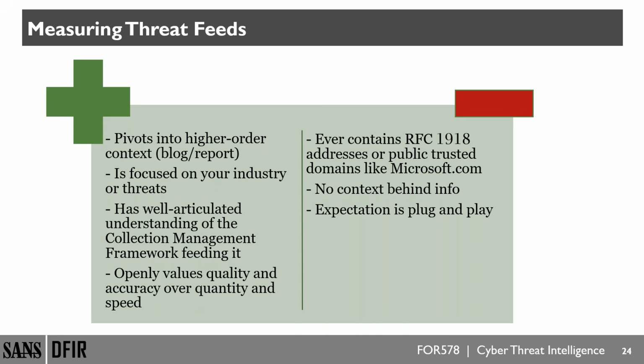First off, it should let you pivot to additional context. So if I have a certain IP address, it shouldn't just be sitting out there alone, because you got to have context. For something to be an indicator, you need to have data and context for it to be useful to you. So you should be able to pivot in and find out, well, how is this IP used? Is it command and control? What's the original report? Is there information I can grab about it? Should be focused on maybe your industry, threats you care about.